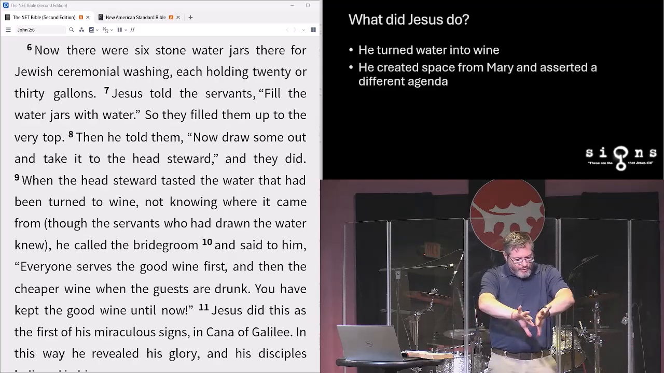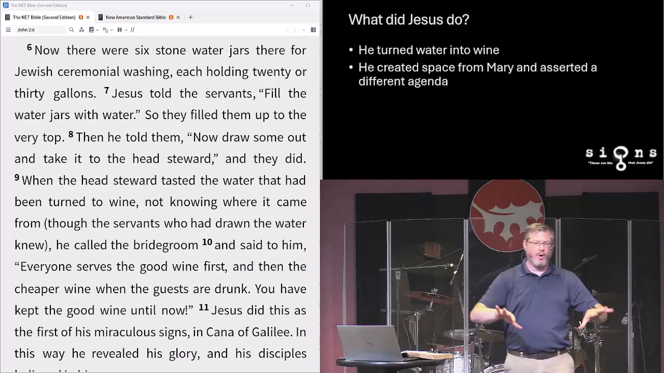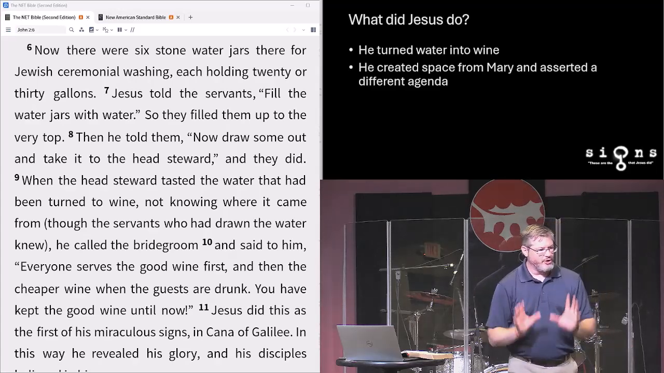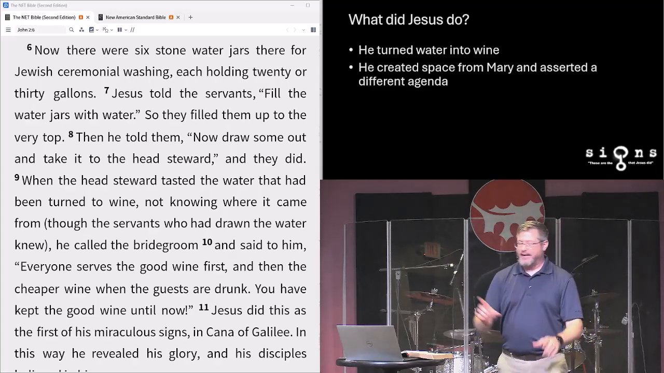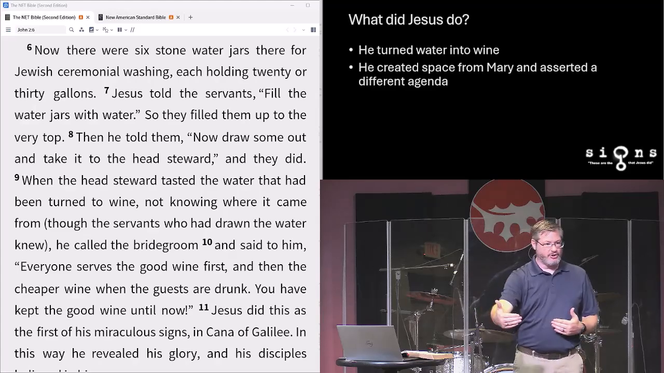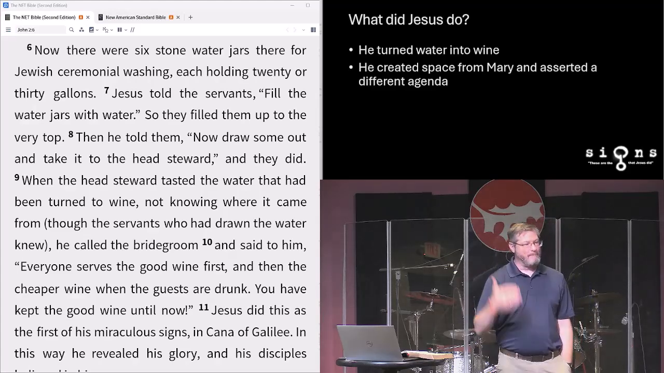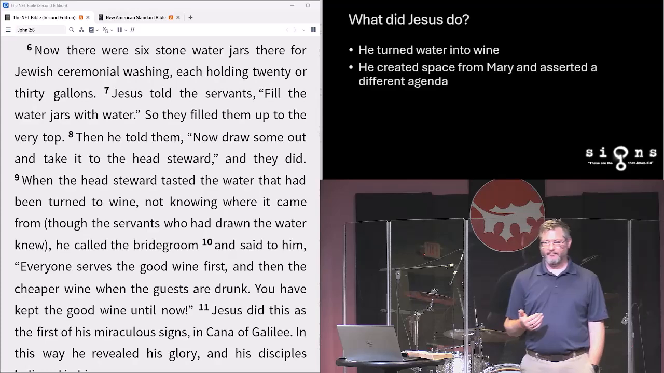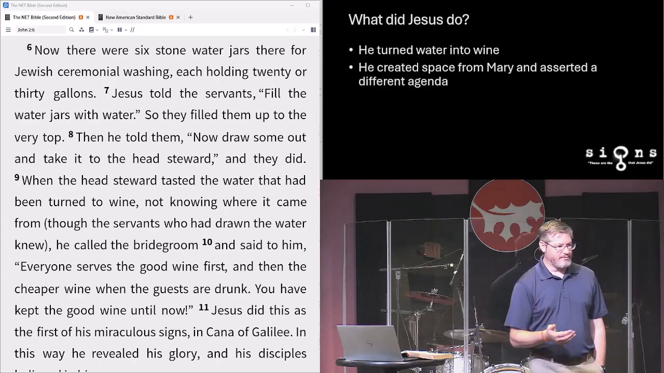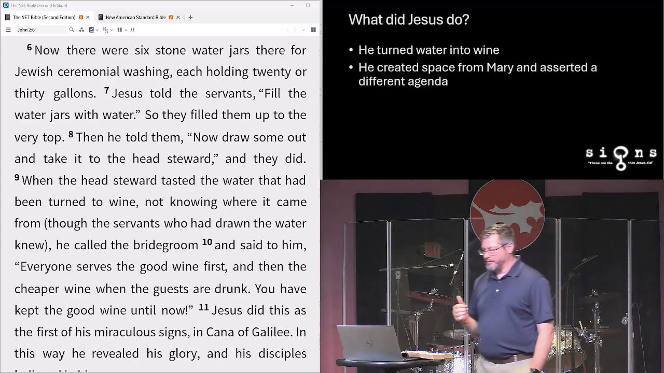He created space between Mary and him. She was no longer pushing, driving, controlling him. He was working on a new agenda. This is not my time. I think that's important. Good. What else?